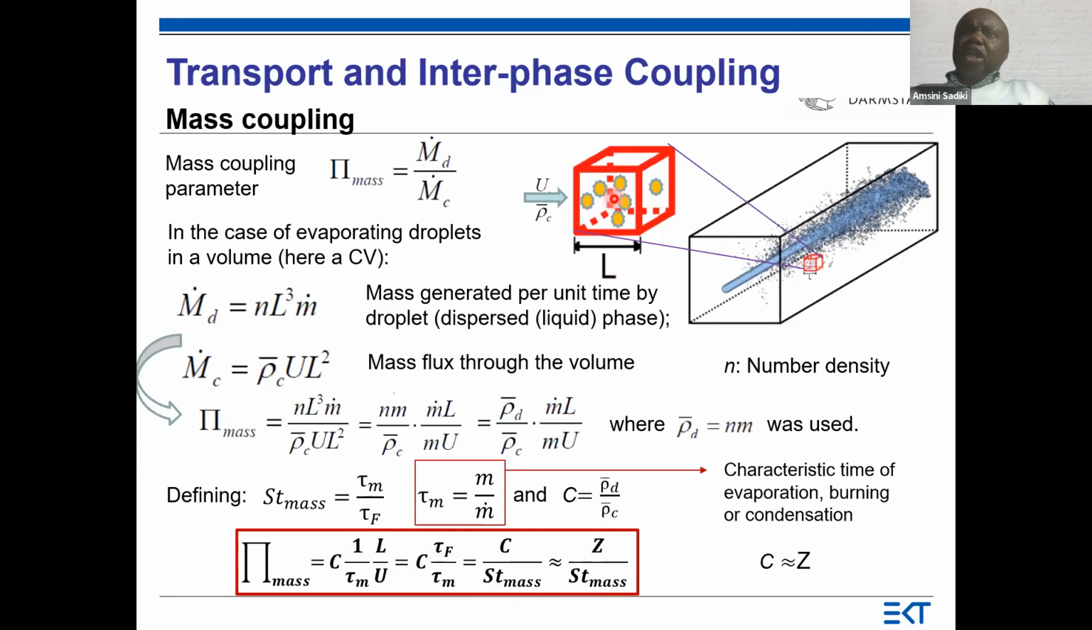In this form, we have gas particles or gas droplets, so we have the mass loading. Then we can say the mass coupling is proportional to the mass loading divided by this Stokes number based on the characteristic time of the mass coupling process. This is the first part, for the mass coupling.